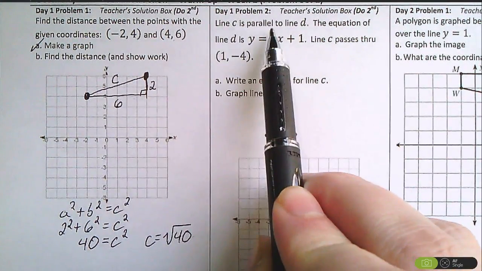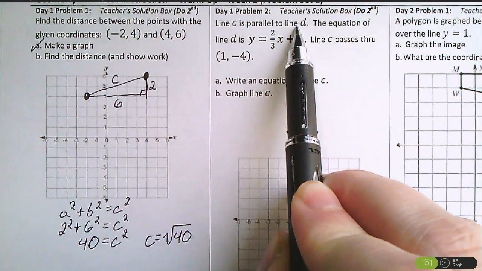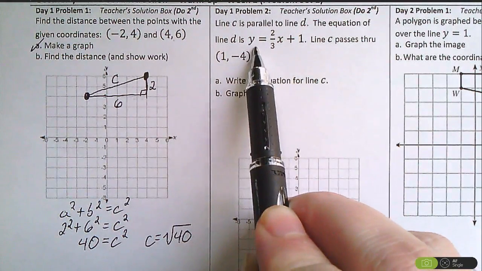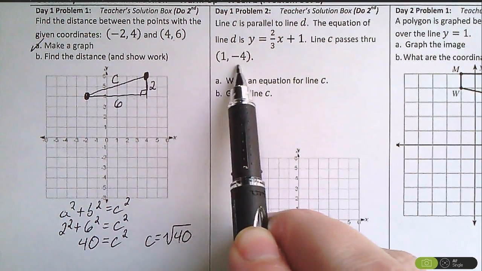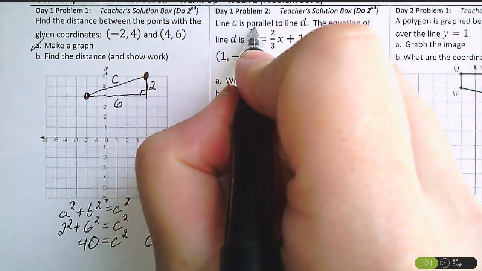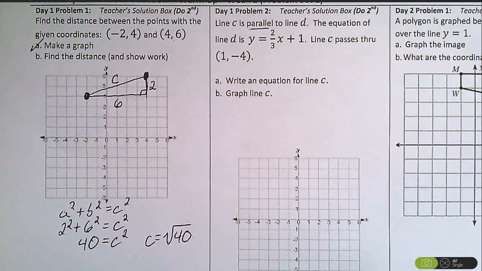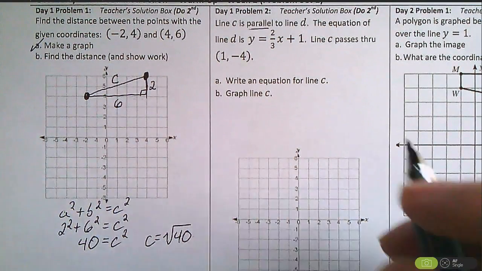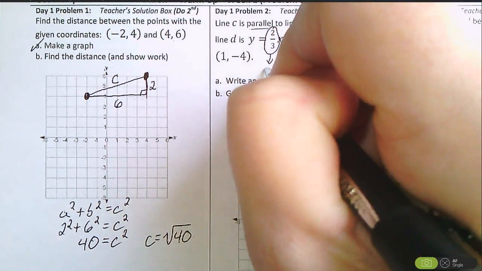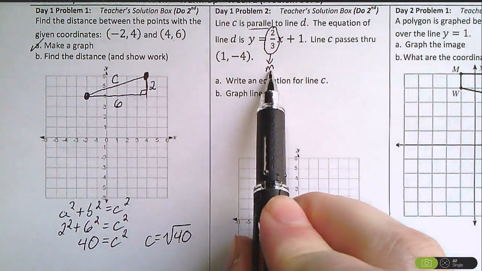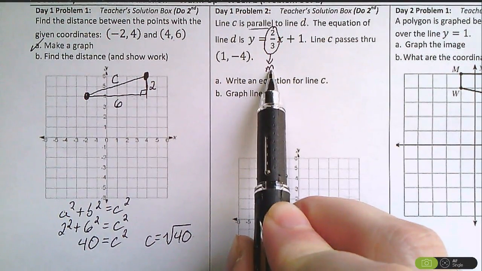Next, day 1, problem 2. Line C is parallel to line D. The equation of line D is right here, and line C passes through this ordered pair. Because line C is parallel to D, it will have the same slope as line D, and that slope is this number here, the 2/3. This is our slope. We use the letter m to represent this.